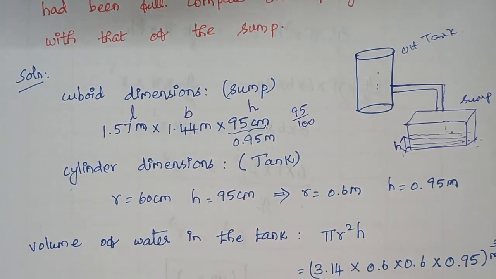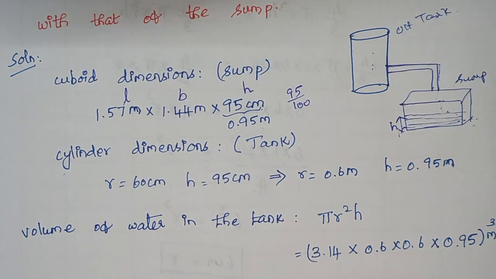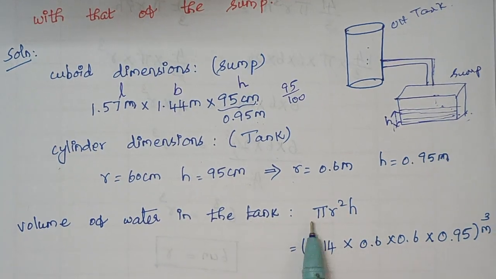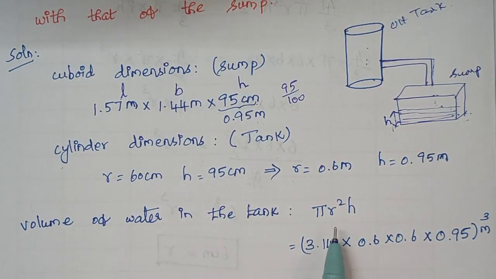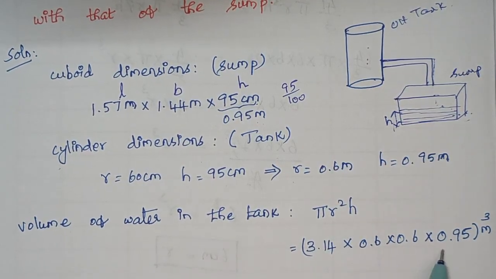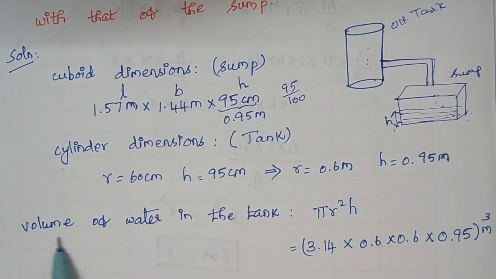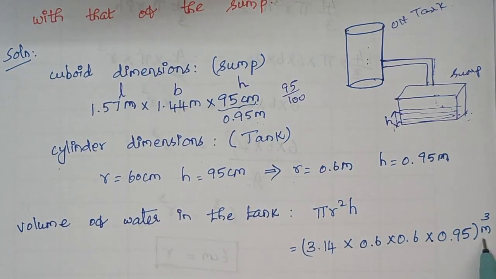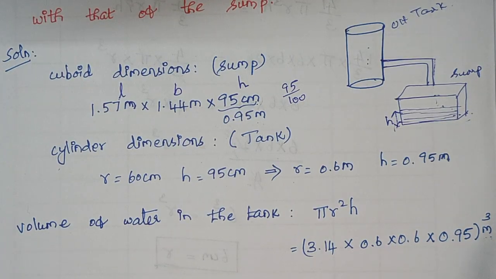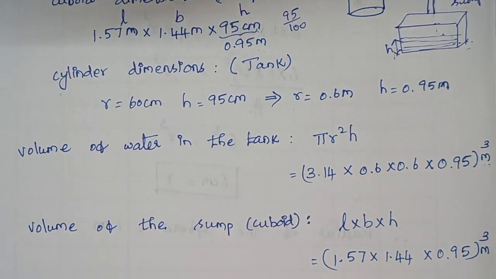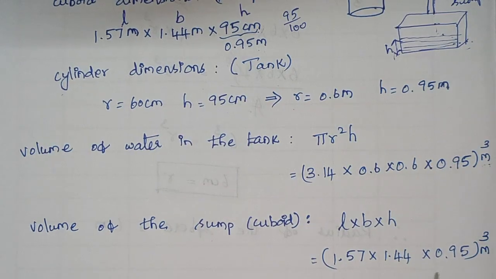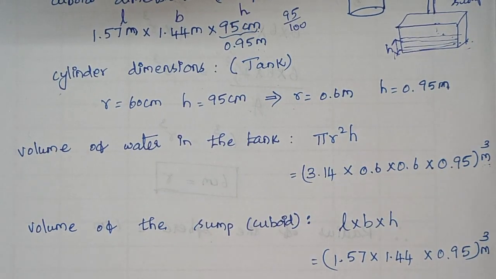Now the volume of the water in the tank. The tank is in the form of a cylinder, so what is the formula for the volume of a cylinder? It is pi r square h. So pi is 3.14, r is 0.6 and h is 0.95. Since we are discussing volume, here you have to mention the unit. It is mandatory. So here it is meter cube, right? The next one is the volume of the sump, that is, the volume of the cuboid, which is L into B into H. So just write it as such.